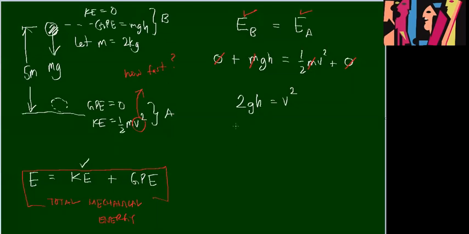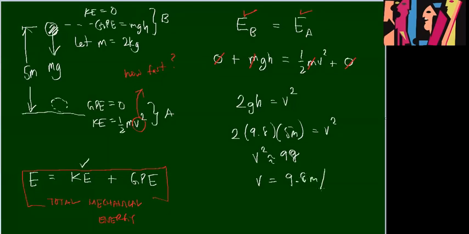So we now substitute, because I know what g is. It's 9.8 meters per second squared. My h is 5 meters. This is v squared. So let's see, this is about 98. So that means v is about 9.8, 9.9 meters per second.